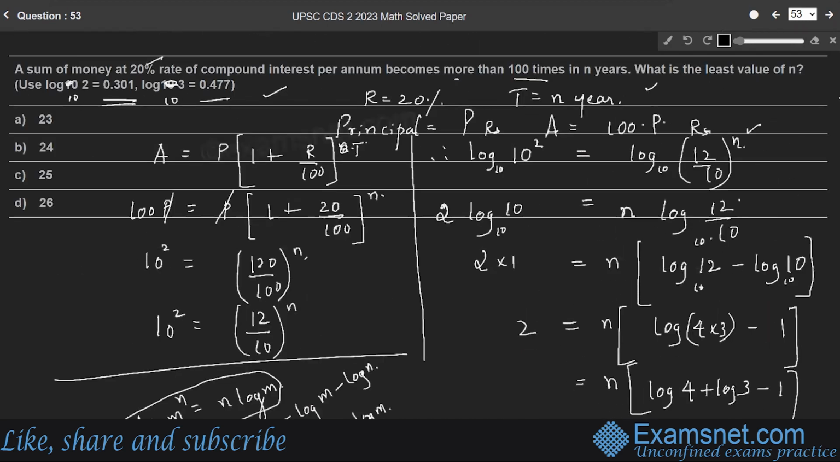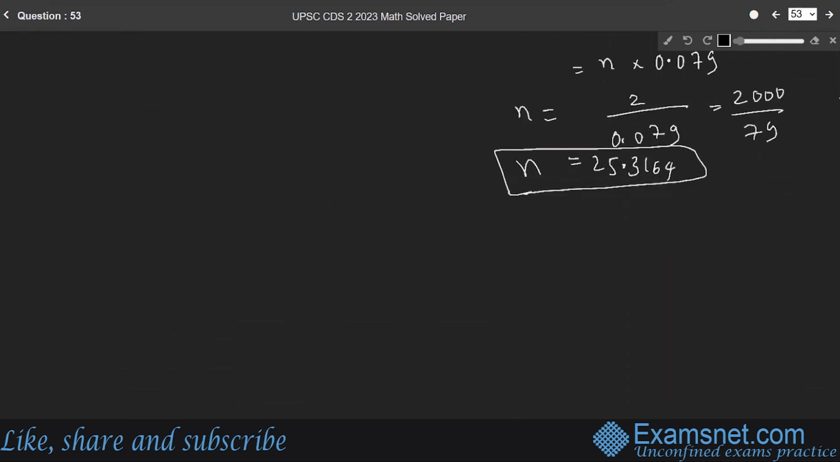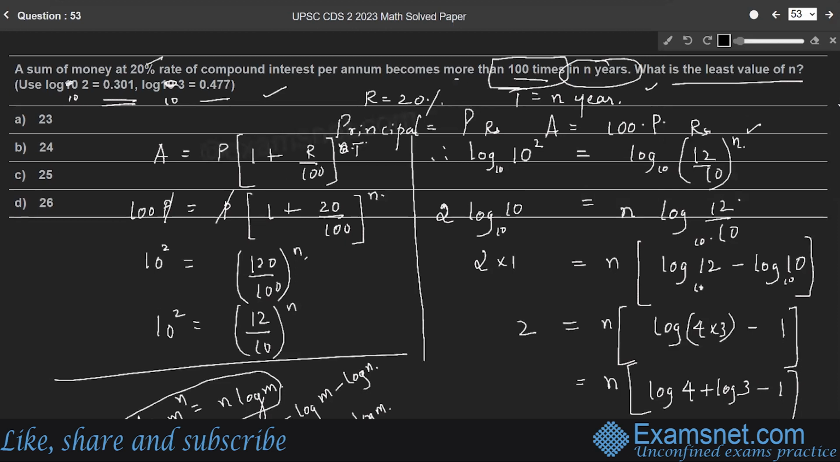So the question is, what is the least value of n? So in how many years does the sum become more than 100 times, right? Therefore, it should be greater than 25 years, right? Therefore, the approximate value is 26 years. Right? In 26 years, the principal becomes more than 100 times its original value. Therefore, option D is the right answer. So after 26 years, it becomes 100 times or more than 100 times its original sum.